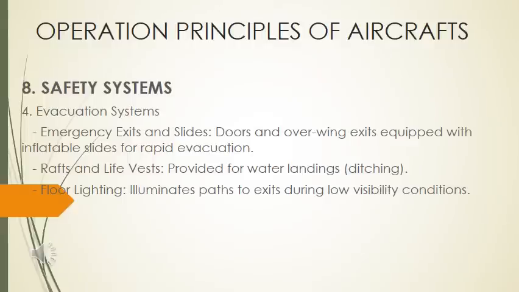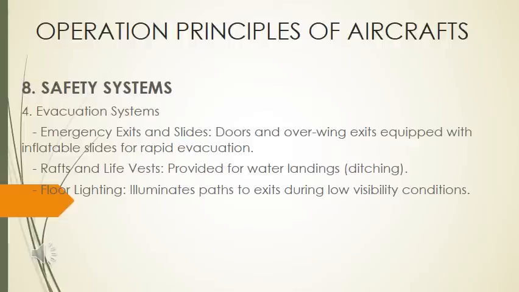Evacuation systems. Number 4 safety system, that's the evacuation systems. Number 1, it should include emergency exits and slides: doors and overwing exits equipped with inflatable slides for rapid evacuation. There should be rafts and life vests provided for water landings. And then there should be floor lighting to illuminate paths to exit during low visibility conditions.